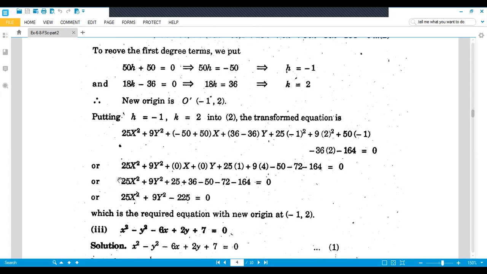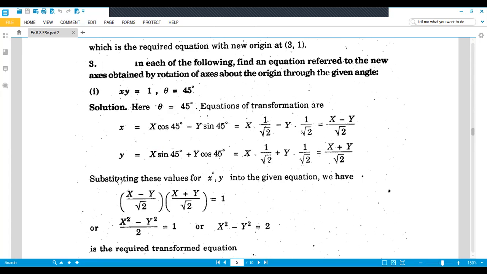Now come to question number 3. Question number 3 is: in each of the following, find an equation referred to the new axes obtained by rotating the axes about the origin through the given angle. Now, the angle is given through which it is rotated, but you know that for rotation, small x you replace with capital X cos theta minus Y sine theta, and small y you replace with capital X sine theta plus Y cos theta. You memorize this formula. You already did it in chapter number 4, exercise 4.2.